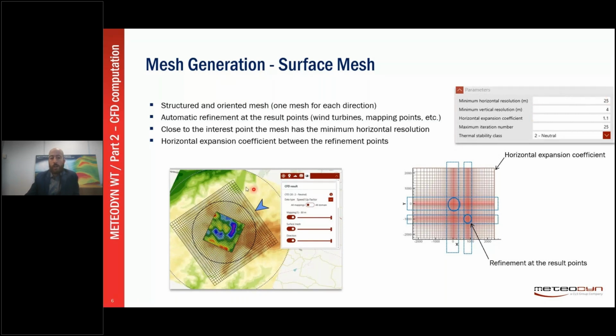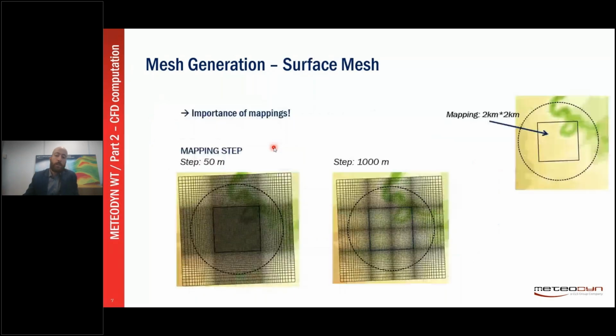And then we're using a horizontal expansion coefficient to increase little by little the size of the cells. So this is what I want to highlight here. You see one example with mapping. It's a 2 kilometers by 2 kilometers mapping. If you are using a step of 1 kilometer, you see we have 9 points with small cells around these points, and inside of the square we see very big cells.